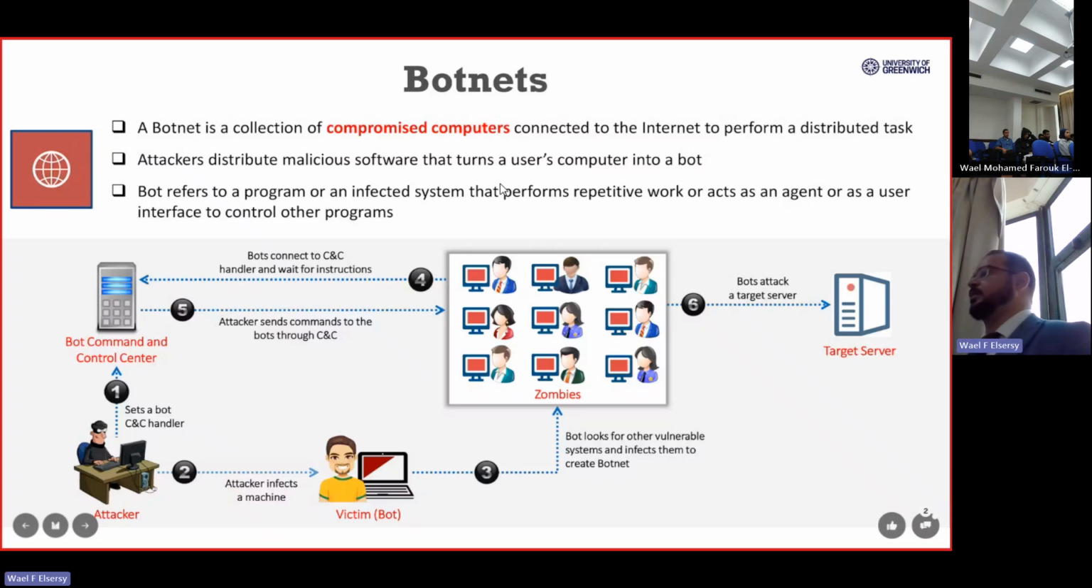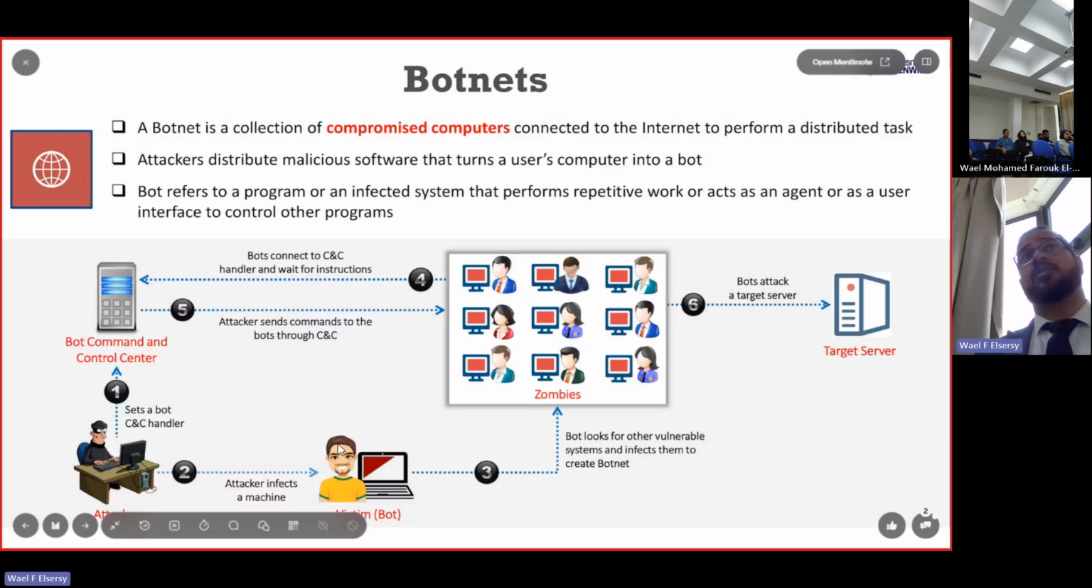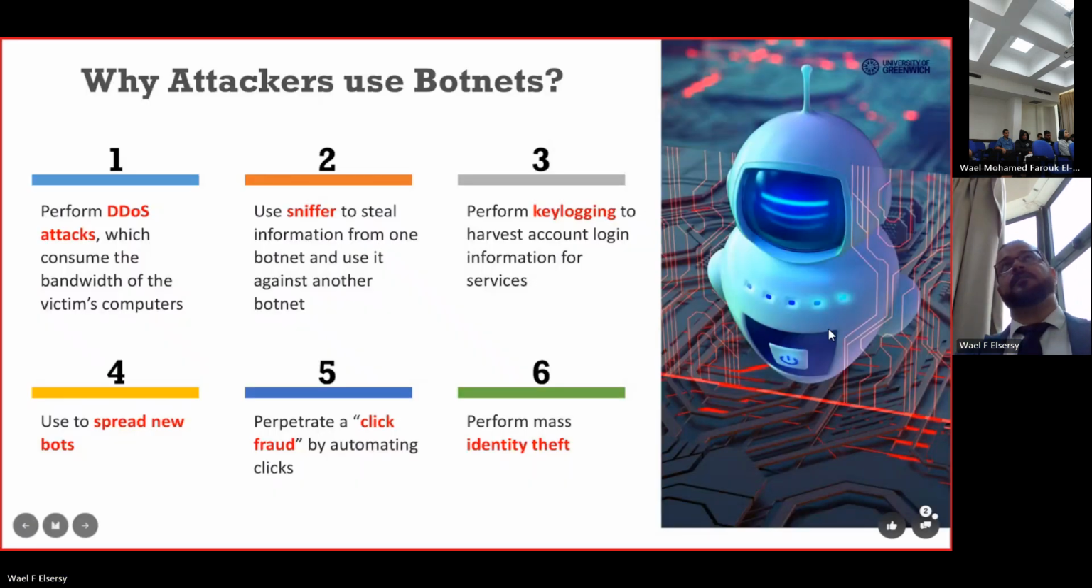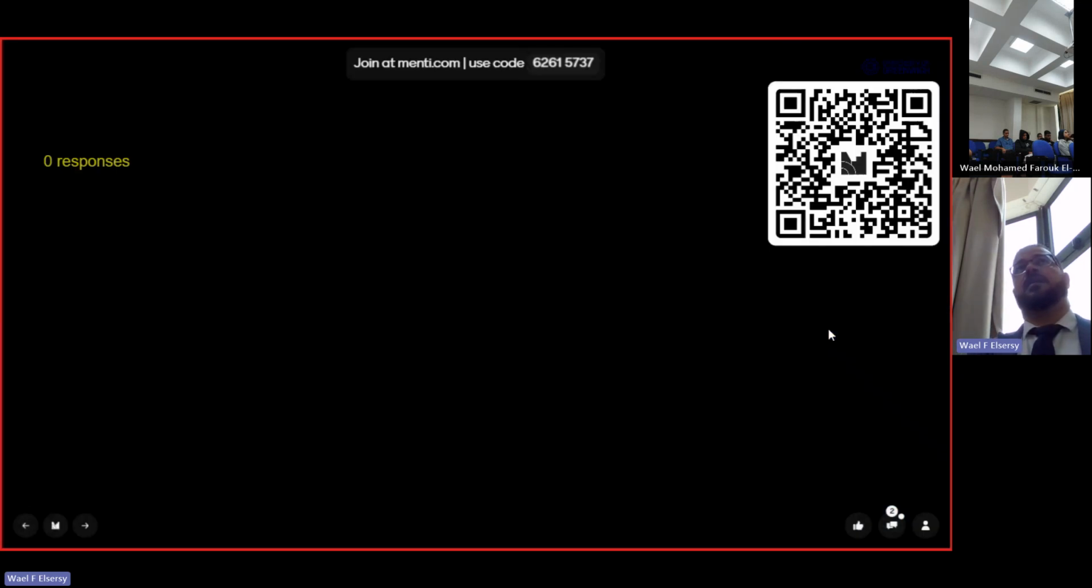Using what? Botnet. If we have a botnet, the botnet will have so many compromised computers. We call them zombies. The attacker tries to control all these computers by using a bot command and control center. He will give the order to the command and control center to ask these computers, at the same time, to do a denial of service attack, or what we call a distributed denial of service attack. So what attackers can do with a botnet, of course, is a distributed denial of service attack.